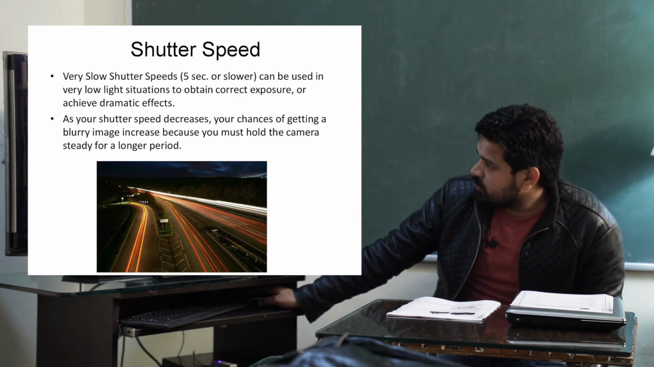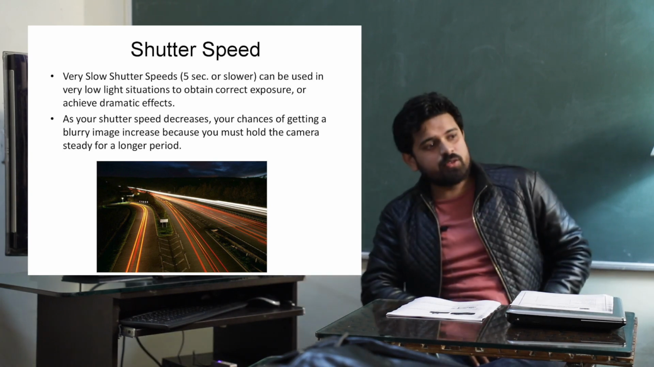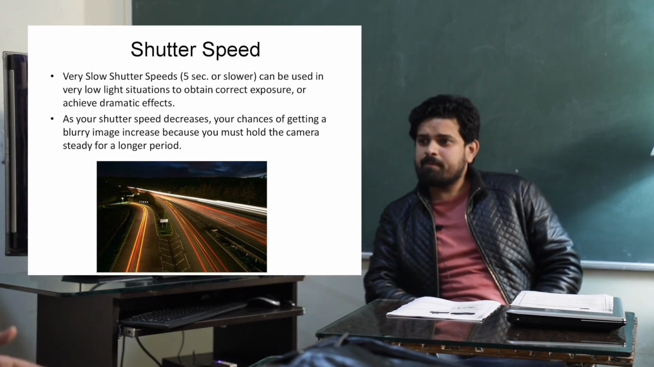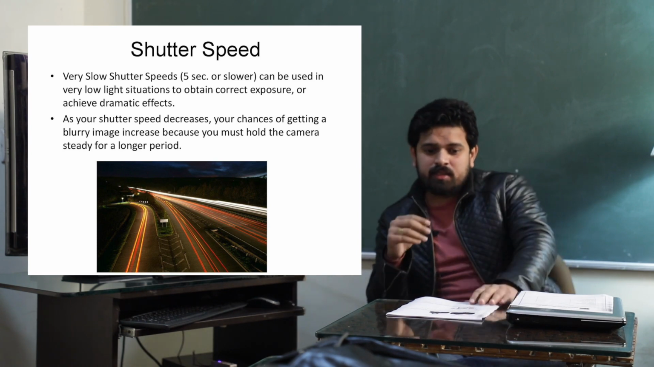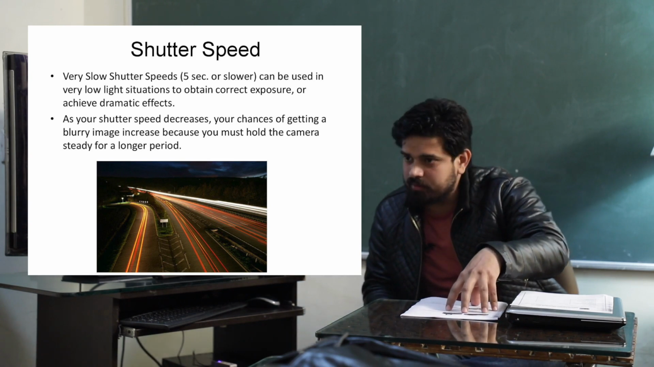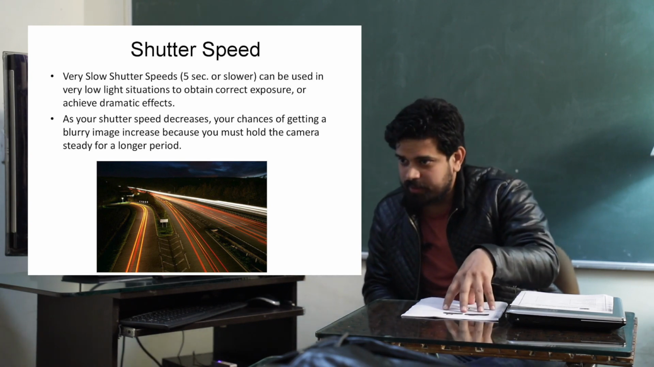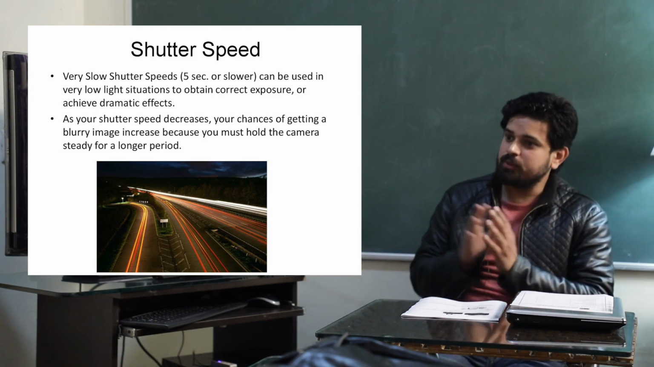So is there any question regarding shutter? Any confusion? Sir, in film, shutter is fixed according to frames per second. See, there are types of shutter. Actually right now we are talking about the digital single lens reflex, DSLR. There are types of shutter that are used.